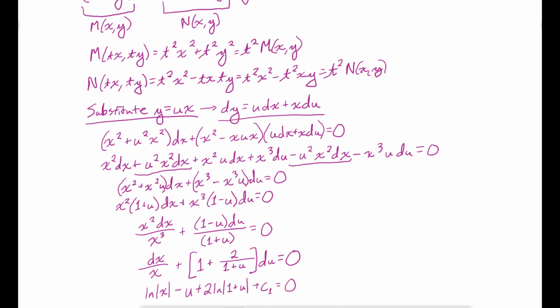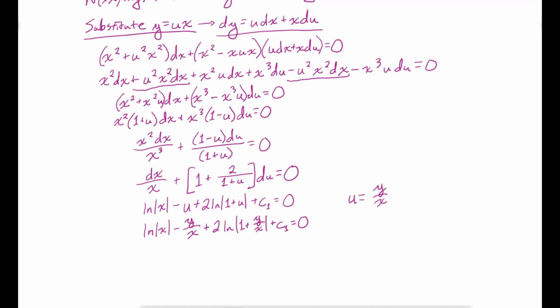So to figure out what to substitute back in, we're simply going to solve y equals ux for u. So we get u equals y divided by x. So everywhere we have a u, we're going to substitute back in y divided by x. This is going to give us the natural log of x minus y over x plus 2 times the natural log of 1 plus y over x plus some constant equals 0.